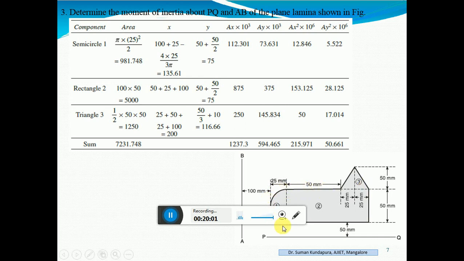There is a semicircle whose radius is given as 25 mm. There is a rectangle whose side is given as 50 mm, and there is a triangle with the base of 25 plus 25, 50 mm. This is 50 mm. It is at a distance of 50 mm from PQ. It's at a distance of 100 mm from AB. Correct? So we are supposed to find the moment of inertia about AB and PQ of the plane lamina.